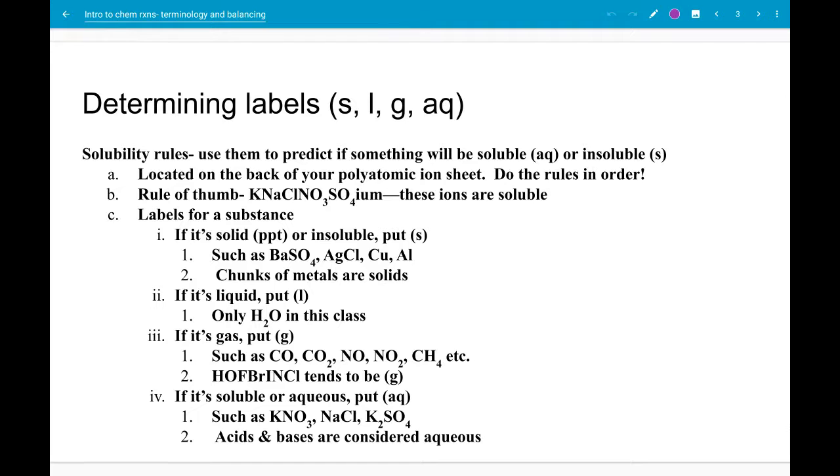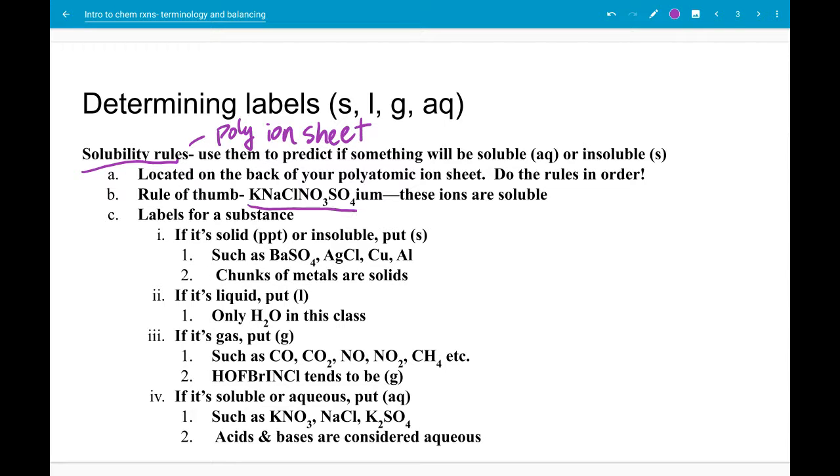So if we're determining our labels, solid, liquid, gas, and aqueous, we're going to use something called the solubility rules. This is using your poly-ion sheet. And I'm going to do a separate video on this just to be safe. And so on the back of your poly-ion sheet, you will see the rules. And you always will go in order. So if the first rule works, then you're going to stop and label it. If the second rule works, then that's the one you're going to use.